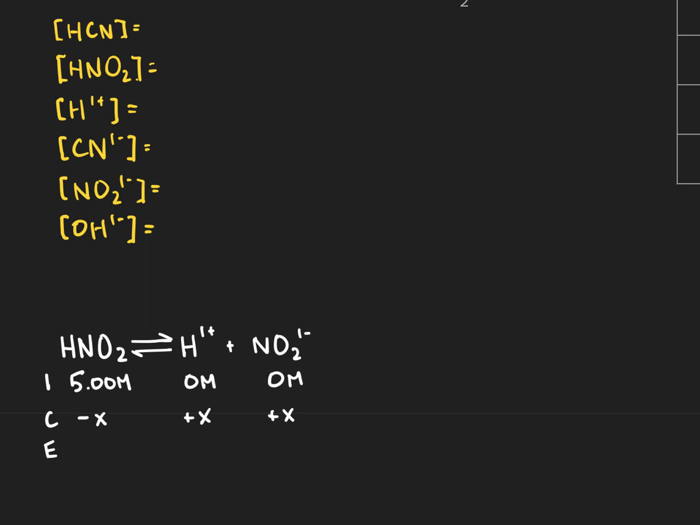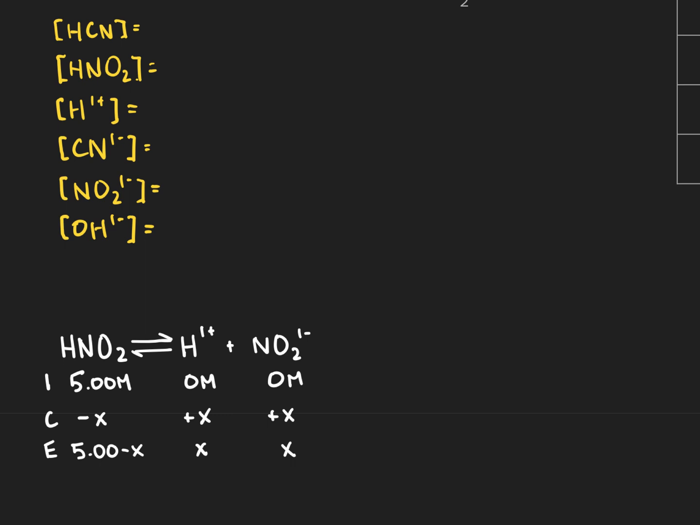And that will leave me now with equilibrium concentrations of 5 minus x molar for the nitrous acid, and then x and x for both of the dissociated ions. So I've got an ice table set up. I can now go ahead and do my next step that I'm familiar with, which is to write the K expression that governs this equilibrium.